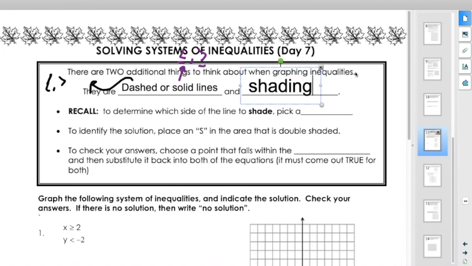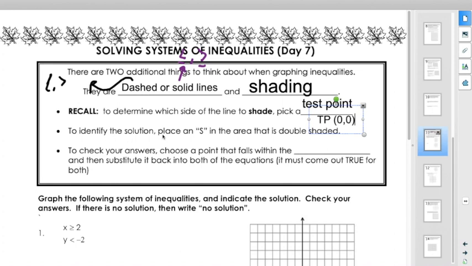Dashed or solid, and then we need to determine where we're going to shade. But then recall, how do we know where we're going to shade on the graph? Well, we need to pick a test point. What we did in the previous unit, we used the same test point every single time because that is what makes it easy. We always used 0, 0 for our test point. Okay? 0, 0, where x is 0 and y is 0.